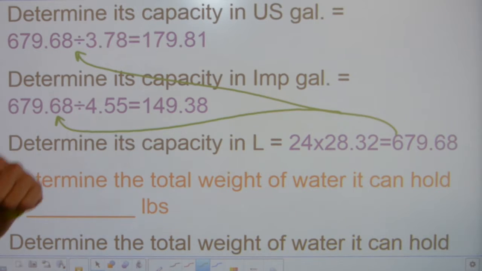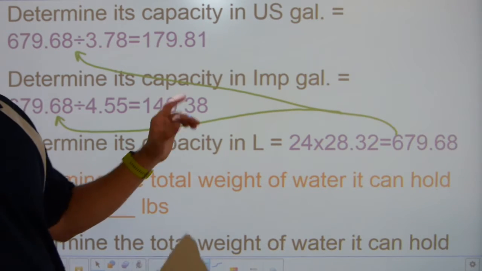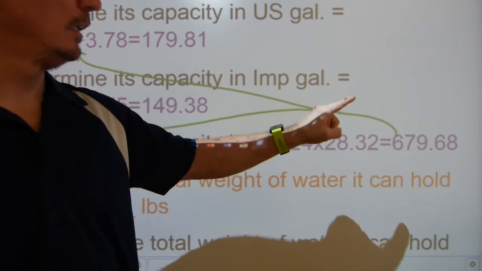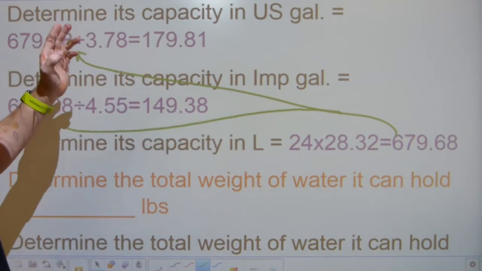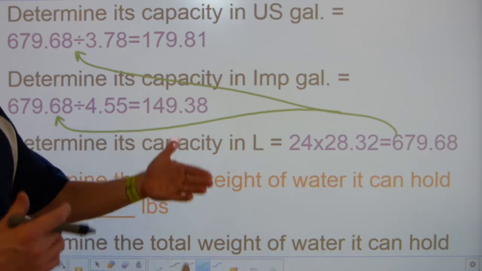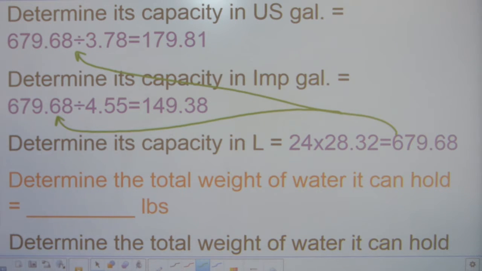So the actual precision of 149.38 is not too great, because even if the numbers are copied correctly, you're still converting a previously converted amount. So you have a conversion of a conversion, and it just is less precise than another way that I'm going to show you on the last slide.